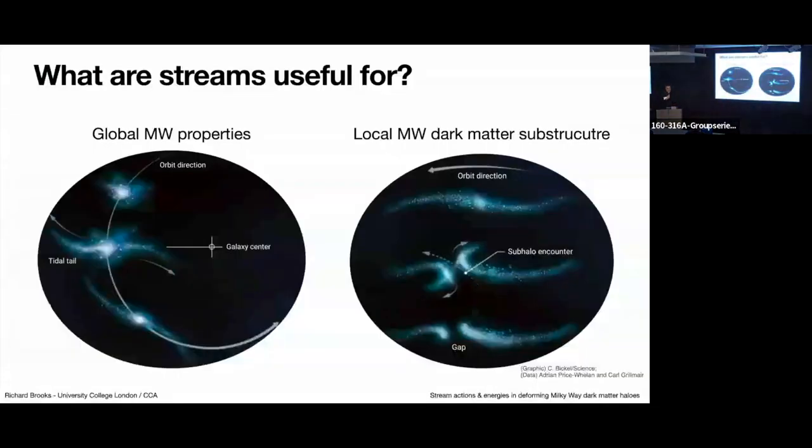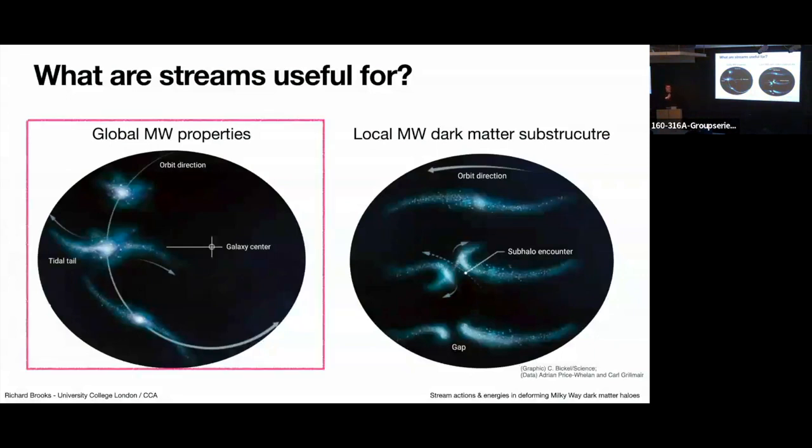Okay, and so we've heard a little bit about what streams can be used for. Today I'm going to be talking mainly about setting global Milky Way properties, so things like acceleration fields, or in particular the mass enclosed profile of the Milky Way. Whereas you can also use streams for the substructure. We had a couple of talks on this, but I won't be covering that today, although it's very cool stuff.